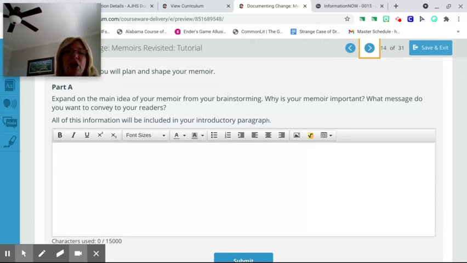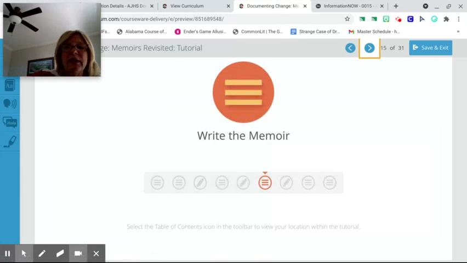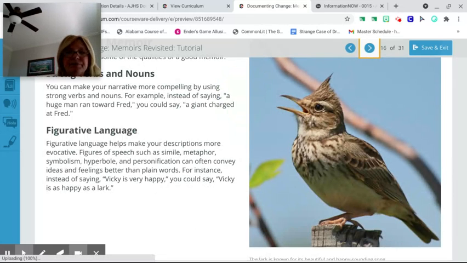So now we're going to shape your memoir. Expand on the idea that you wrote on the main idea part. Why is your memoir important? That's what you want to write about in this box, okay? Just explain, in your own words, why do you think this memoir is going to be important? What message do you want to convey to your audience? Write that down in the box here. The next part is going to be writing the memoir.